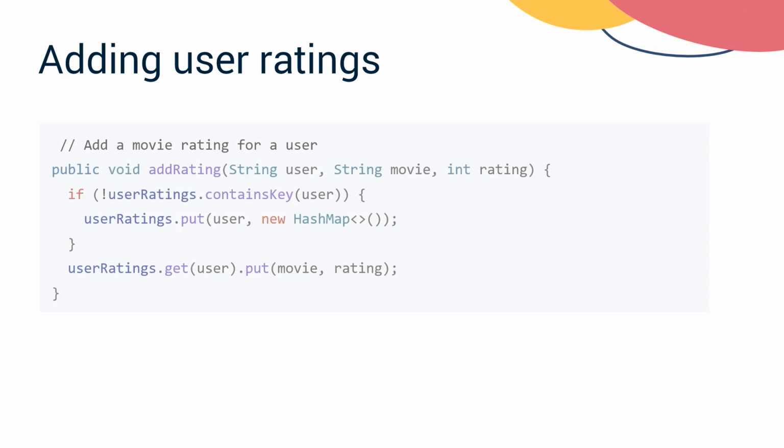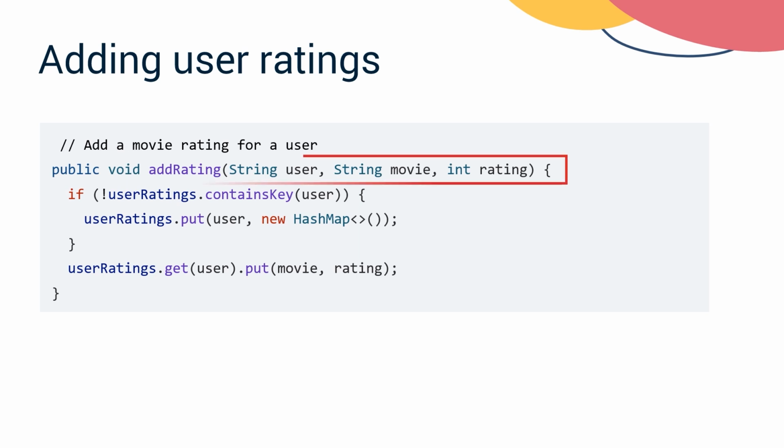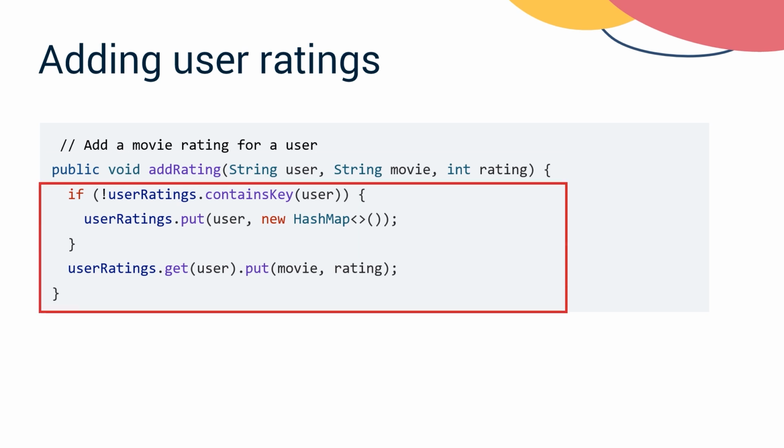The next step is adding user rating. The addRating method lets us record when a user rates a movie. This code snippet shows adding user rating. If this is the first rating from a user, you can create a new map for them before storing the rating.